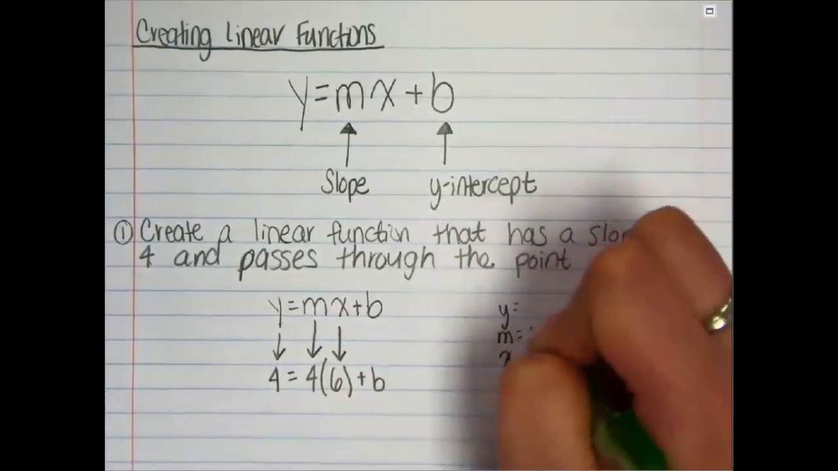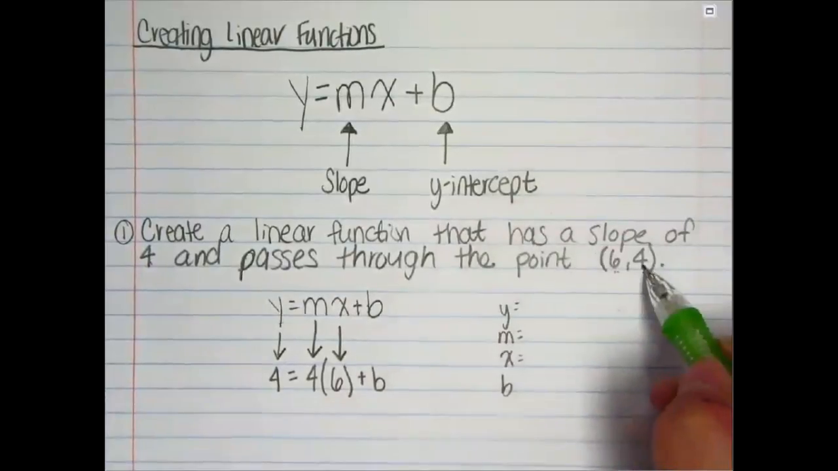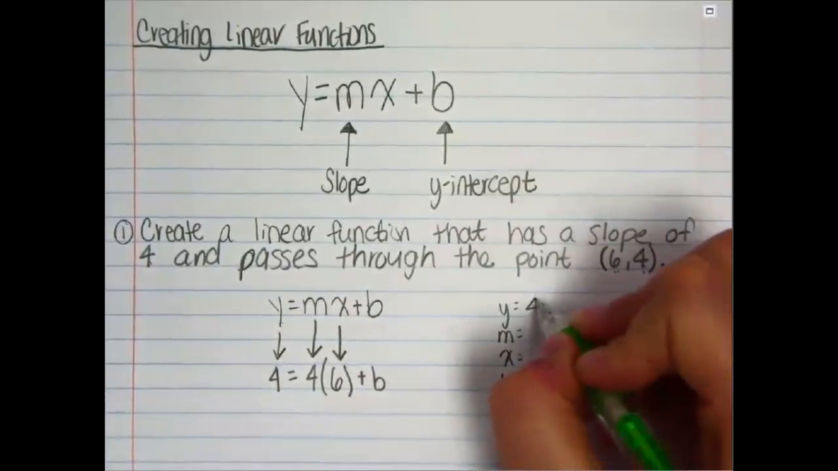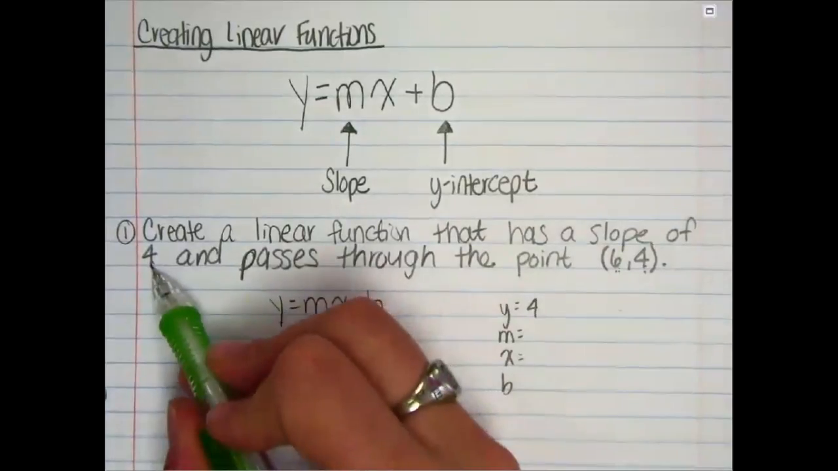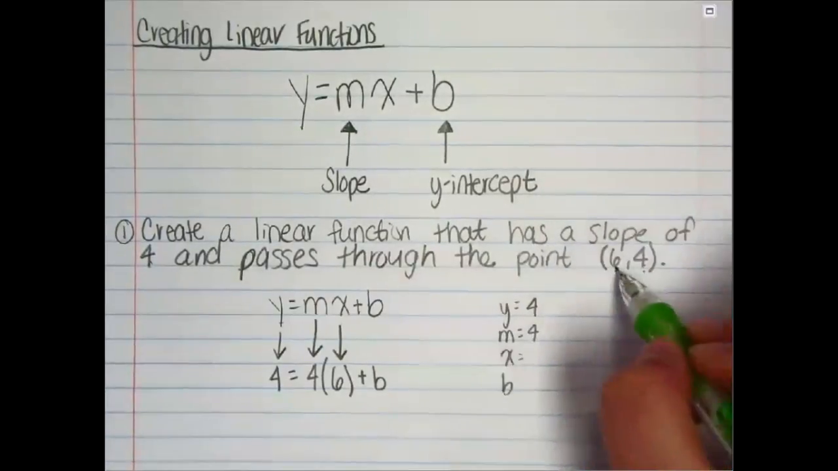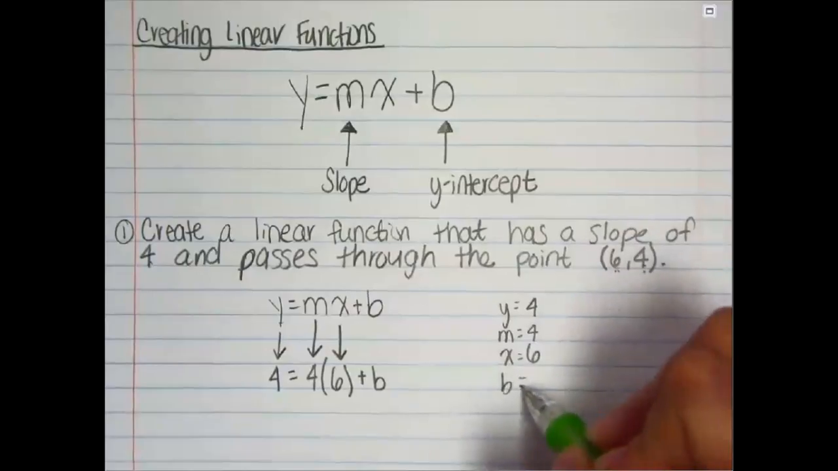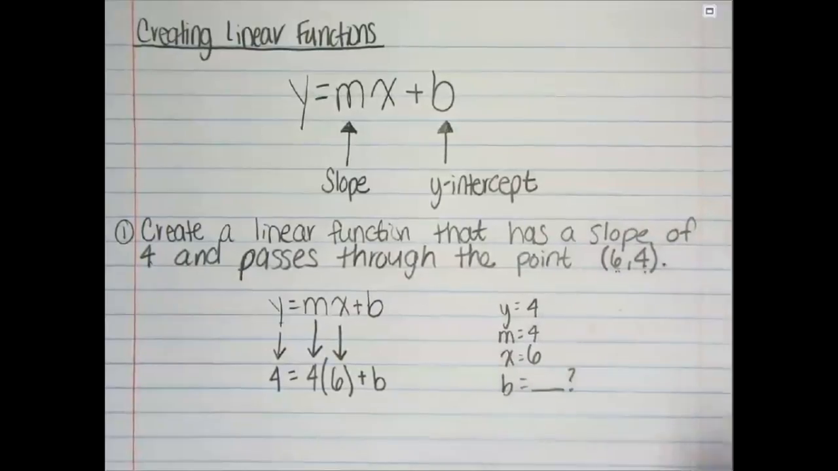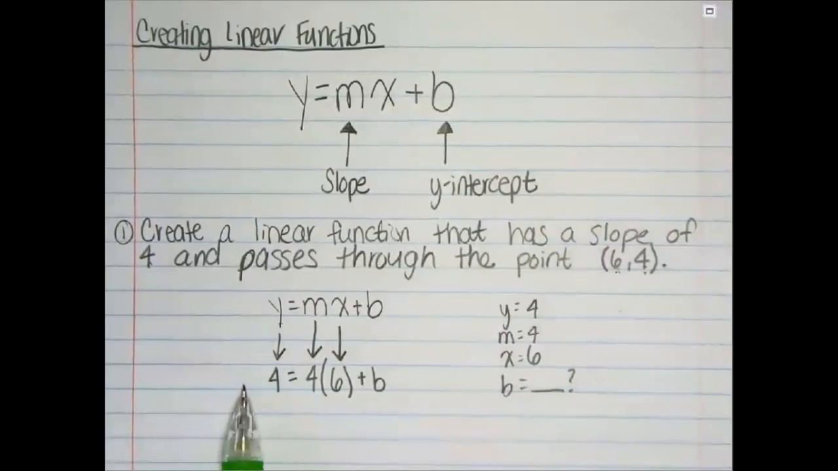So I'm going to write off to the side here that I know that my y is 4, my slope is 4, my x is 6, and my b right now is unknown. Take a look at what I have right here. 4 equals 4 times 6 plus b.